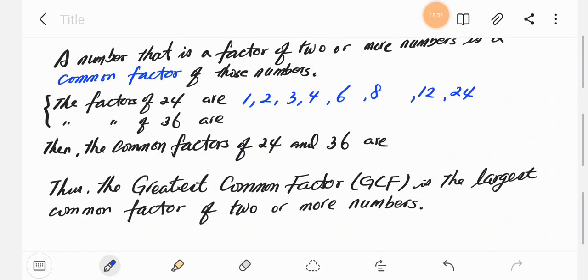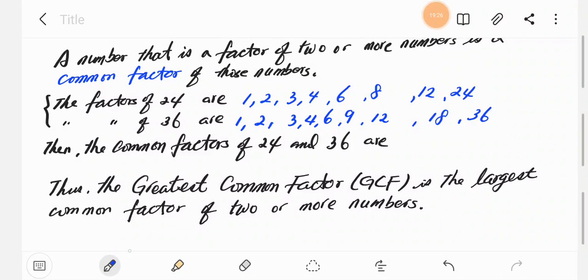How about 36? 1 times 36. 2 times 18. 3 times 12. And then 4 times 9. What else? 5, no. 6 times 6, right? All right, so these are all the factors of 36.